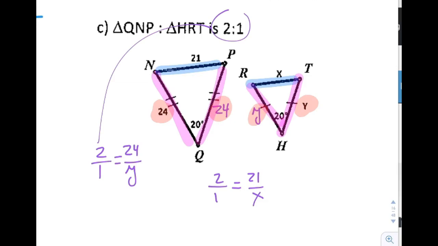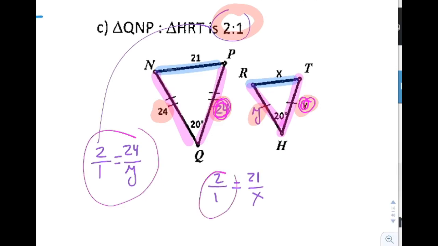All the pinks are going to be related. They're all corresponding. So it's 2 is to 1, big is to small. 2 is to 1 as 24 is to y. 2 is to 1 as big is to small, 21 is to x. You cross multiply and solve from there.